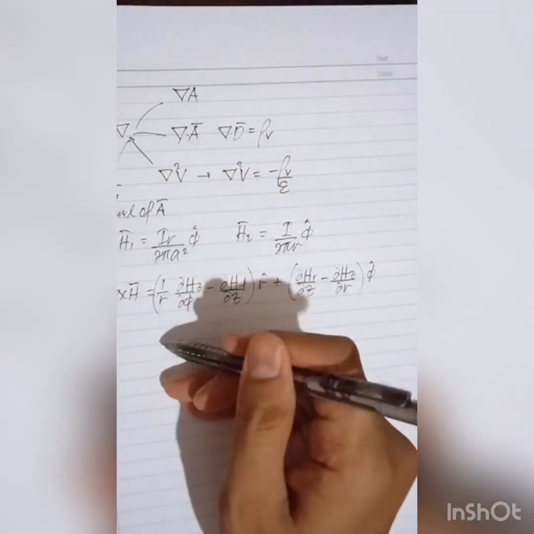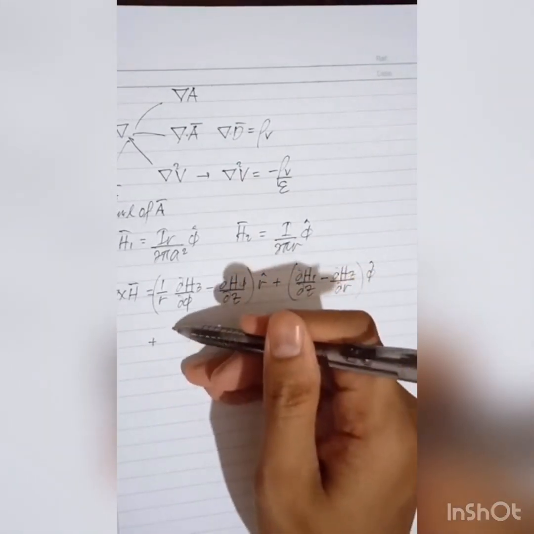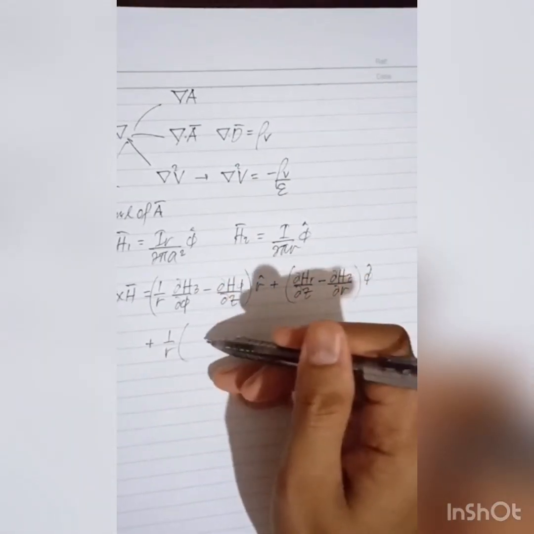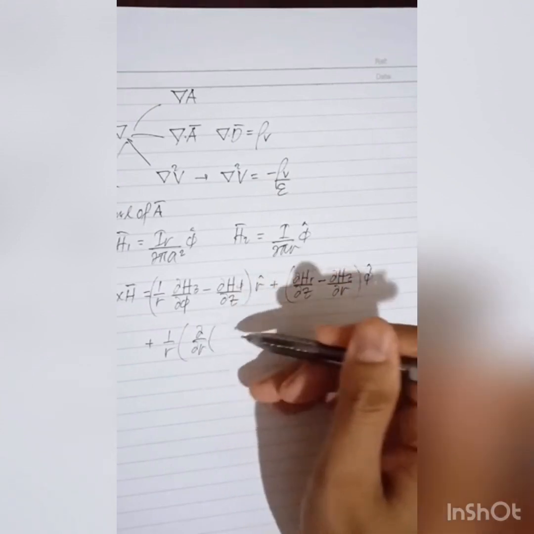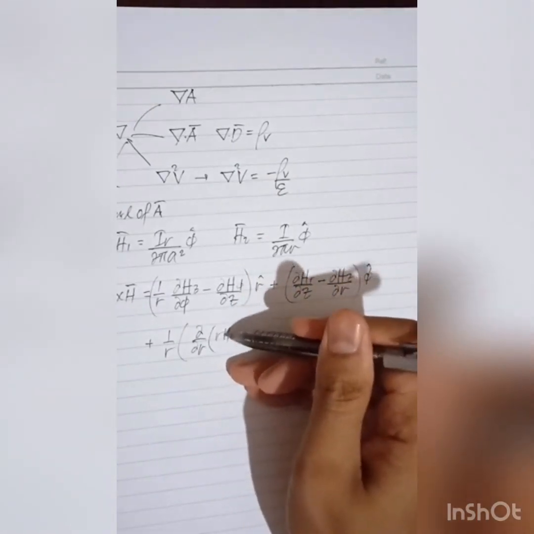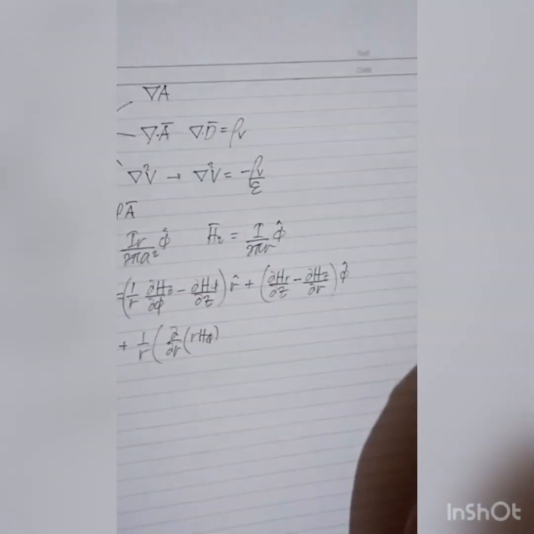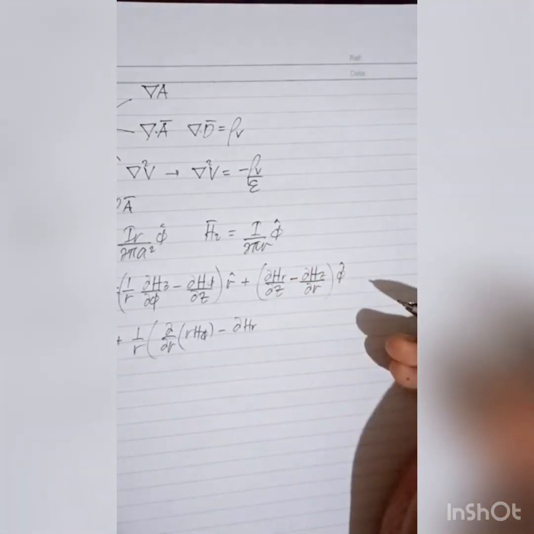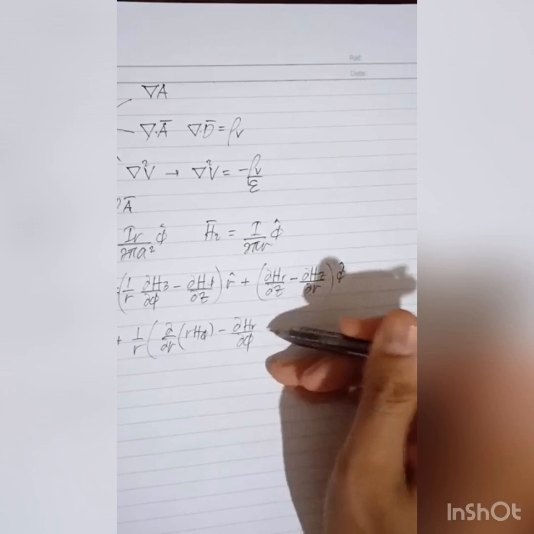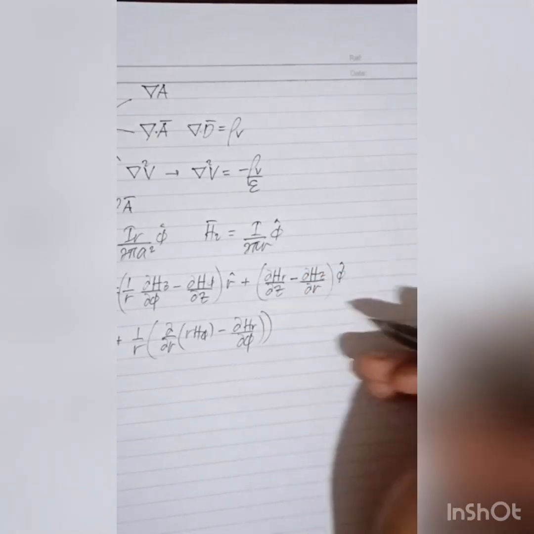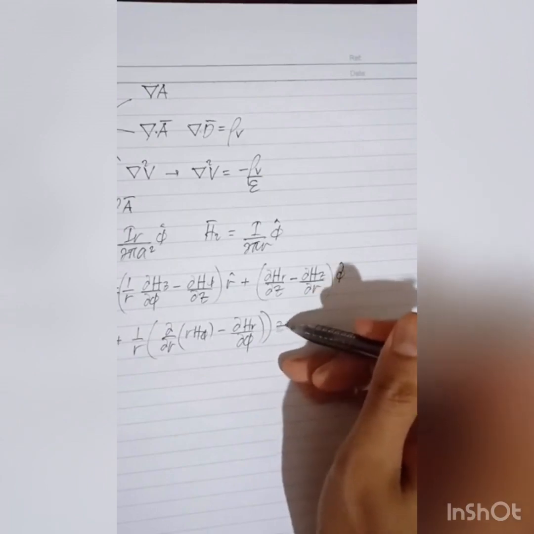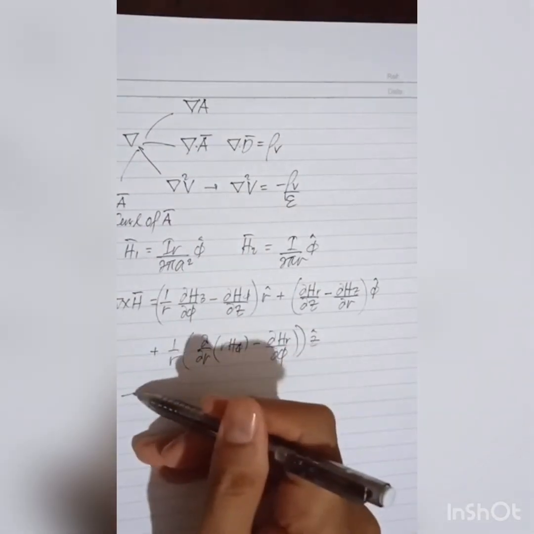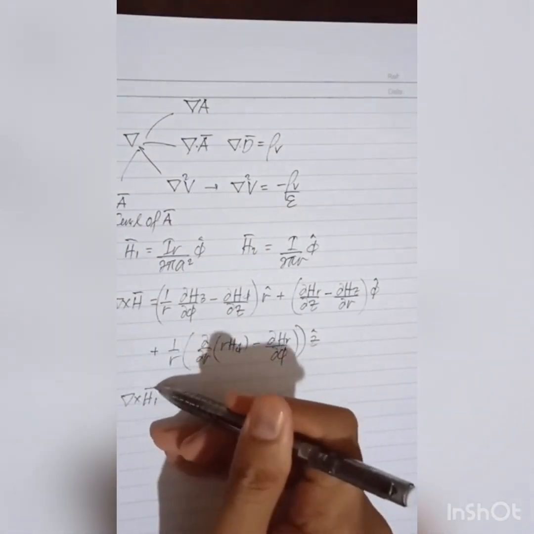Well, let's proceed to the third one. Plus now we have 1 over r, d over dr, and now we have r H phi minus dH r over d phi. So now the whole term belongs to the z direction. Alright, look at carefully. Let's perform the first one, curl of H number 1. So that's our first task now.